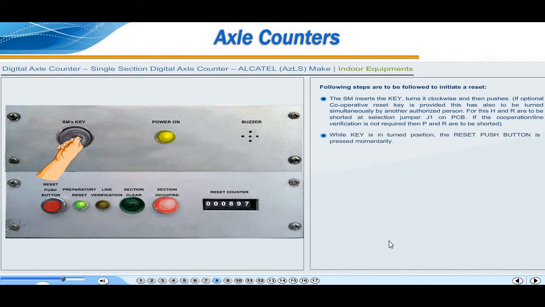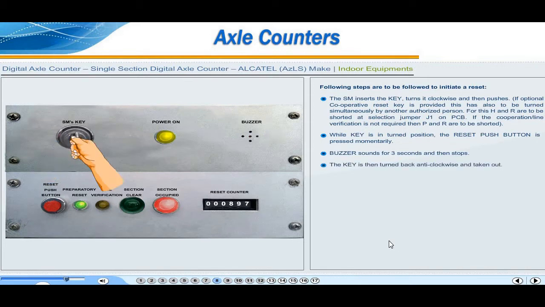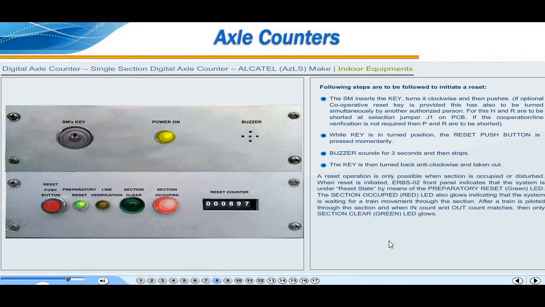While key is in turned position, the reset push button is pressed momentarily. Buzzer sounds for 3 seconds and then stops. The key is then turned back anti-clockwise and taken out. A reset operation is only possible when section is occupied or disturbed.